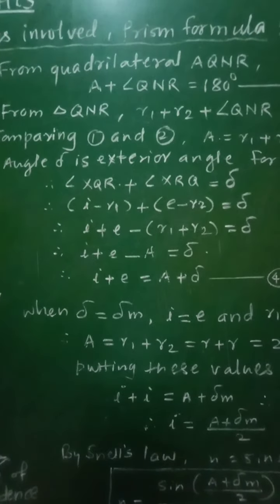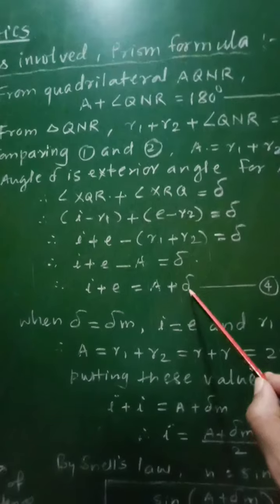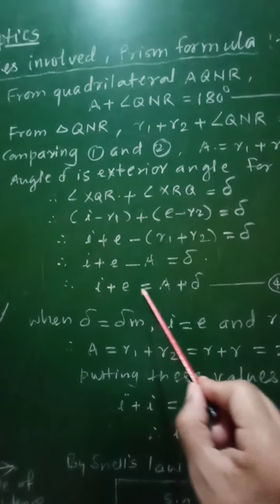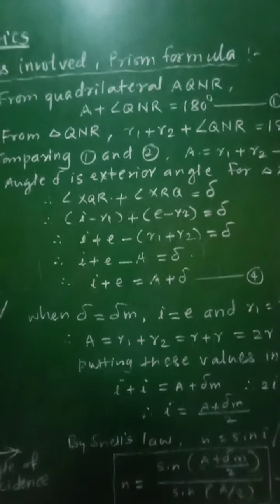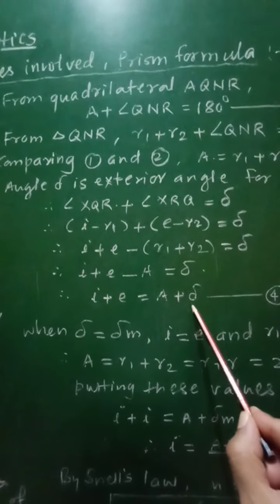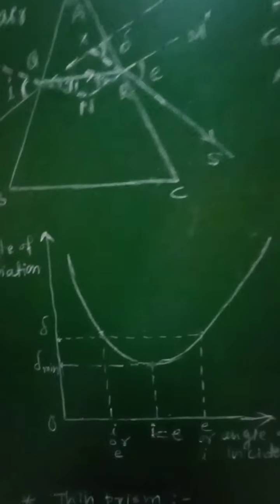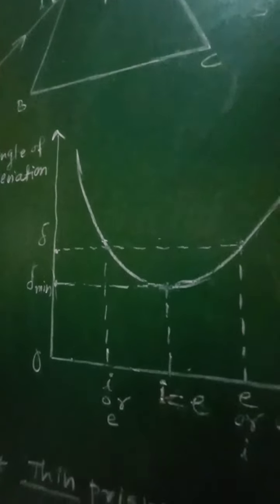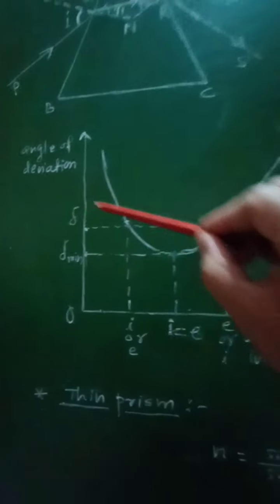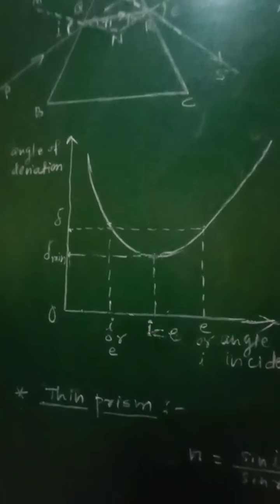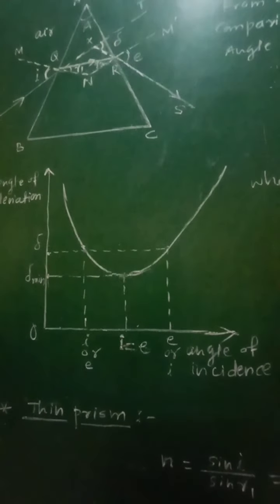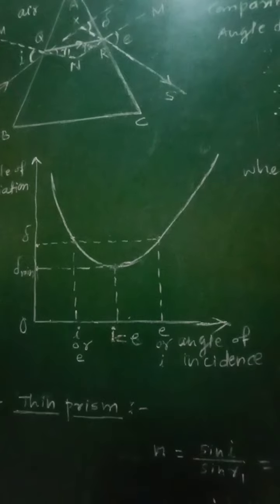So for all the prisms this type of relation will be obeyed, that is I plus E equal to A plus delta. Now if you consider angle of incidence I and angle of deviation delta, and if you plot the graph of angle of deviation against angle of incidence, then the nature of the graph is as shown. It is a curve, but this is not the symmetric parabola.